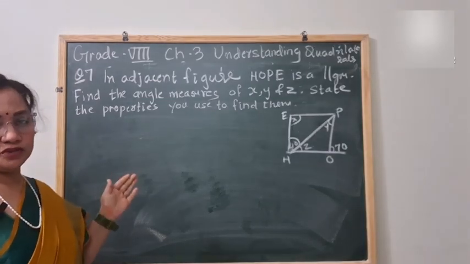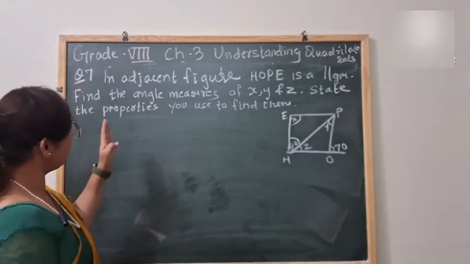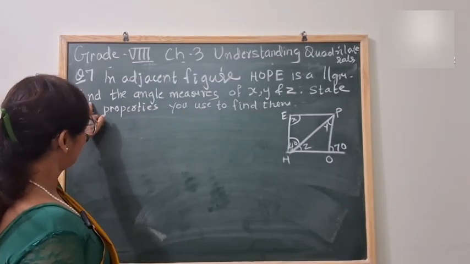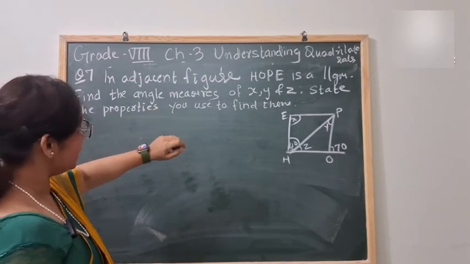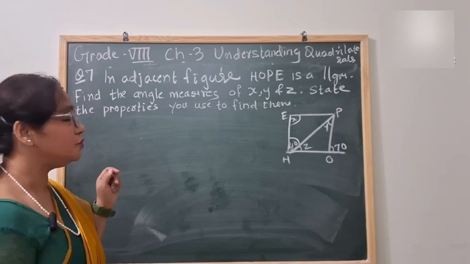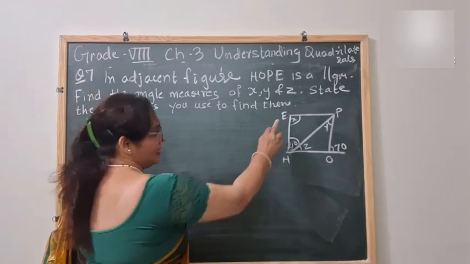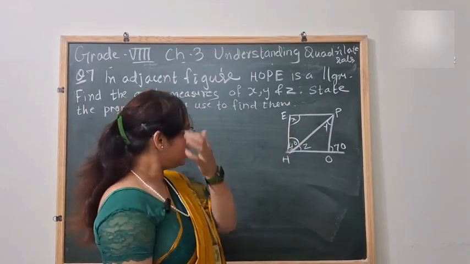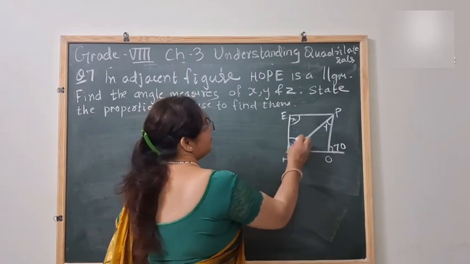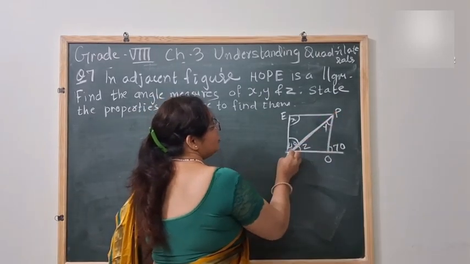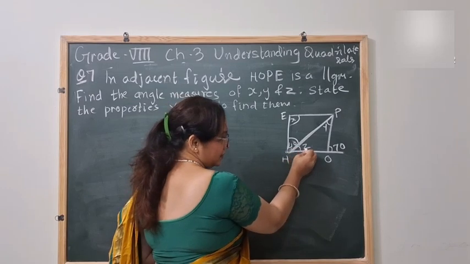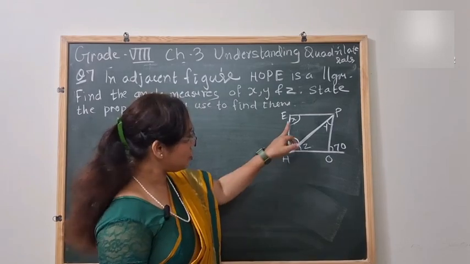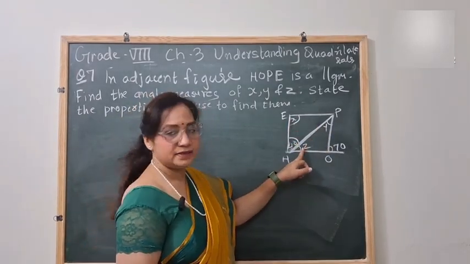Okay, students, moving on to question number 7. Question number 7 says, in the adjacent figure HOPE is a parallelogram. Find the angle measures of x, y, and z. State the properties you use to find them. So here, this is a parallelogram. HOPE is a parallelogram. There are a few measures given here. There is a diagonal also. This is 40 degrees. This is z. This is 70 degrees. This is y, and this is x. You have to find the measure of x, y, and z.